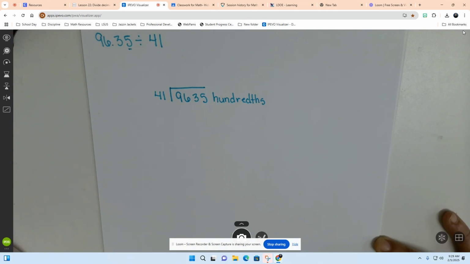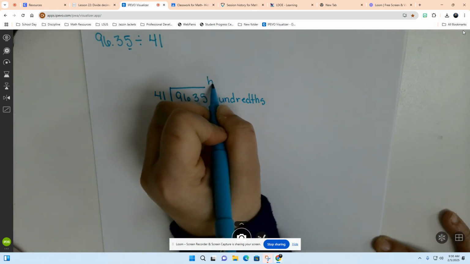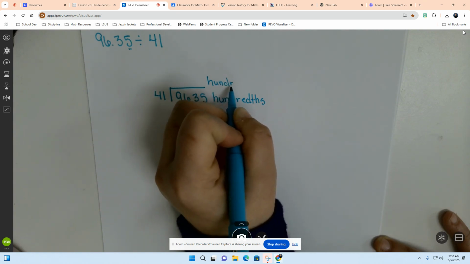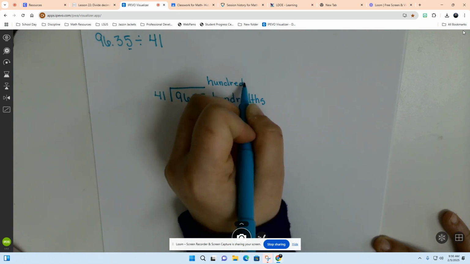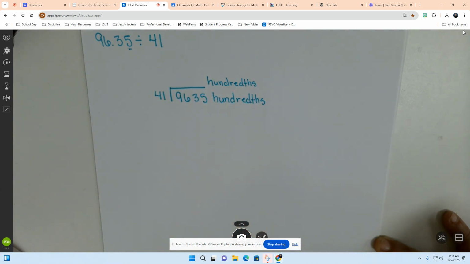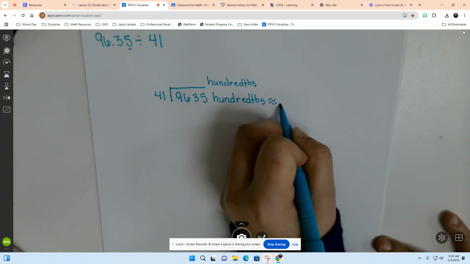Now you have to round it. I mean, not round, estimate it. We will estimate, yes, but I also want to make sure I put hundredths as part of my quotient. Yes, and estimation is going to be our first step to make our lives a little bit easier. So go ahead and put your little wiggly lines.